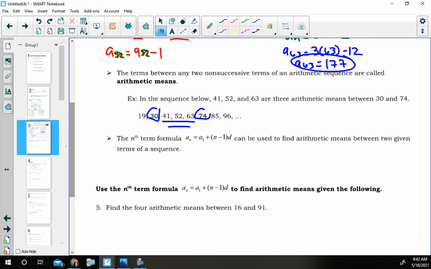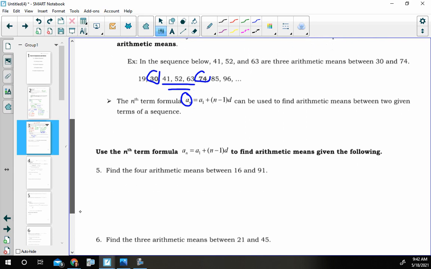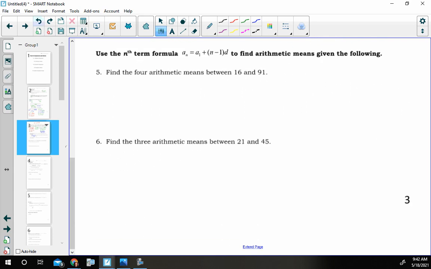The nth term formula, a sub n equals a sub 1 plus n minus 1 times d, can be used to find the arithmetic means between two given terms of a sequence. So we're actually going to be plugging something in wholly for a sub n this time. Use the formula to find the 4 arithmetic means between 16 and 91.